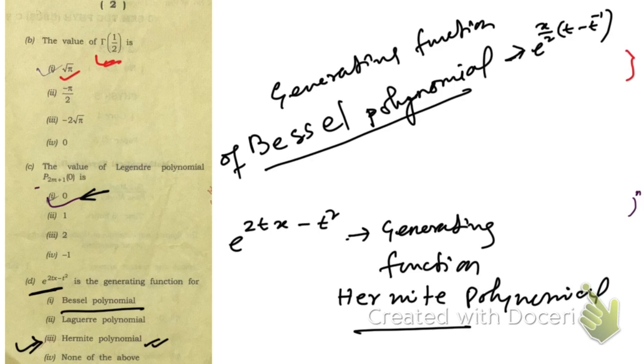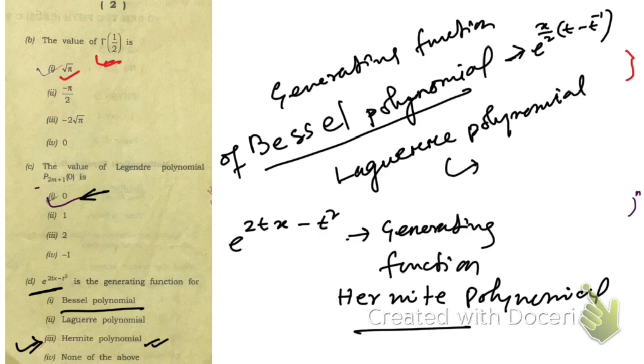And let me write the generating function of Laguerre polynomial. The generating function of this polynomial is 1 by 1 minus t, e to the power minus x into t divided by 1 minus t. That is the generating function of Laguerre polynomial. So hope you have understood this. So now let's move on to the next.